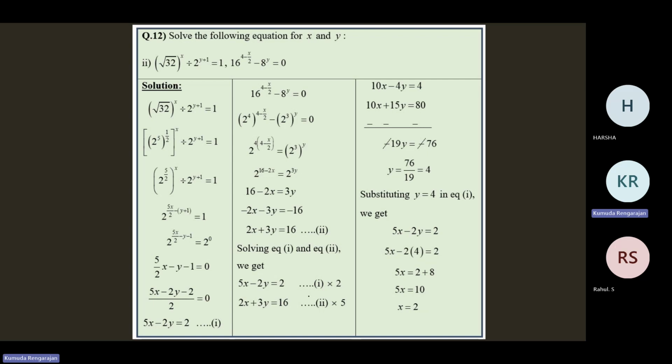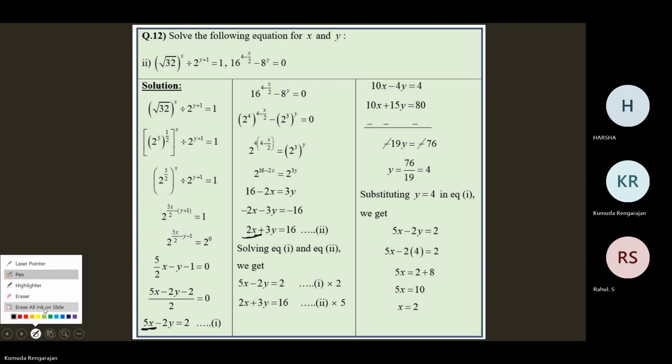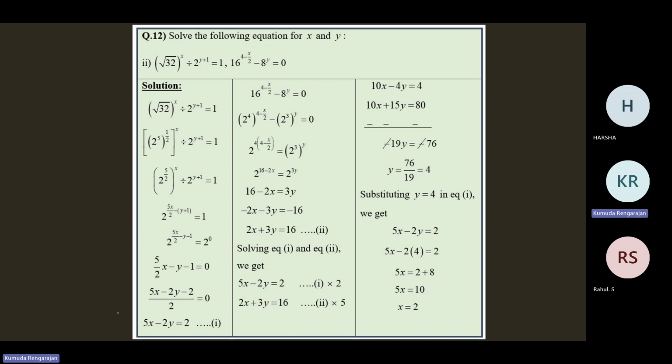So how can I eliminate the variable x? The coefficient of x here is 5. Here it is 2. What's the LCM of 5 and 2? 10. So I make this 5x 10x, and I make this 2x 10x. I want to eliminate x, so make this 5x 10x, make this 2x 10x.